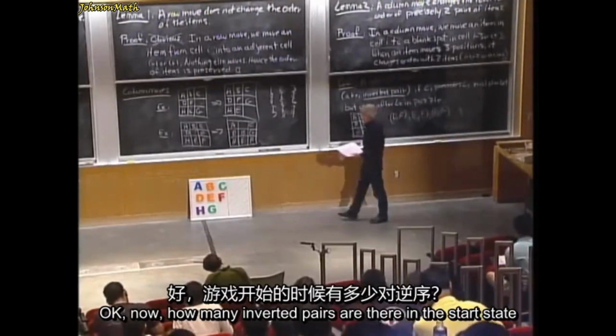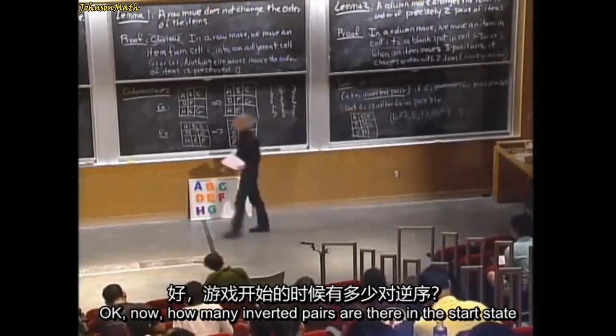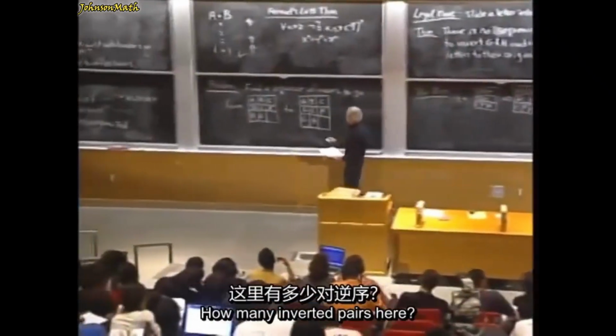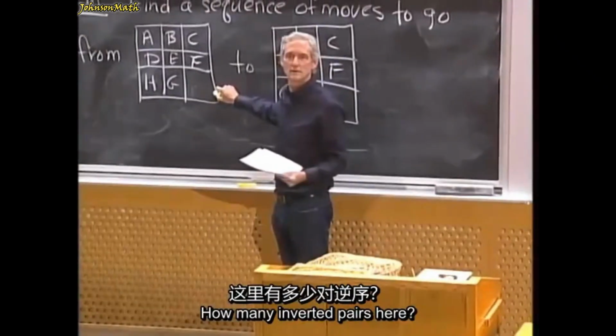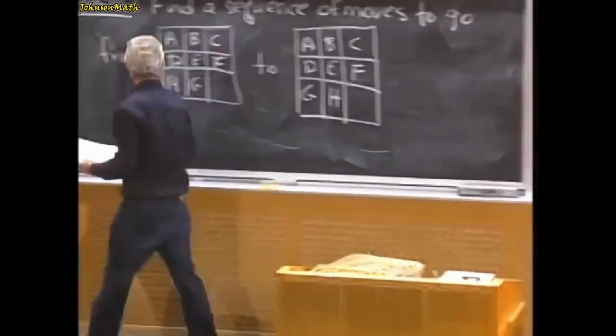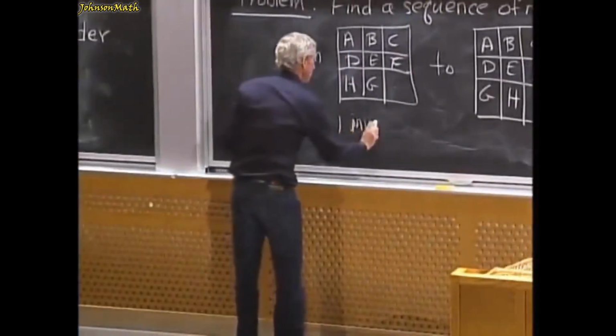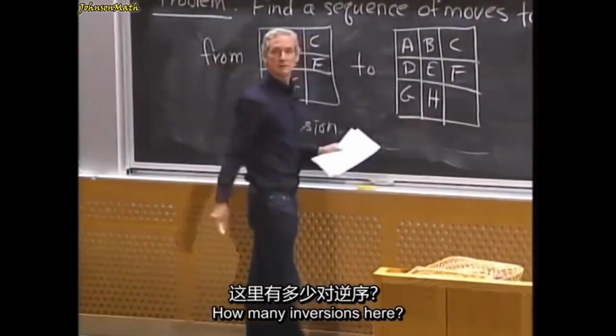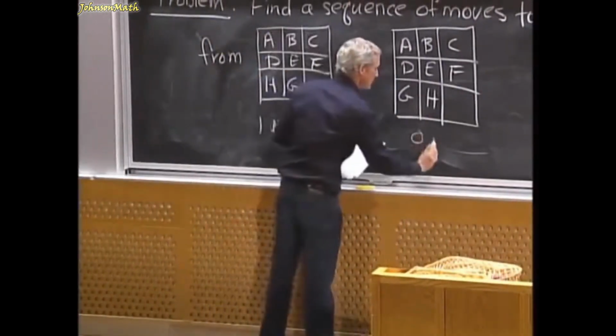Now, how many inverted pairs are there in the start state? Way back over here. How many inverted pairs here? One inversion. How many inversions here? Zero.